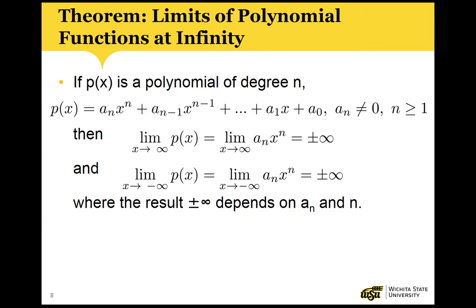If p of x is a polynomial of degree n, we have the following theorem. We express p of x as a generic polynomial of degree n, where the a sub n minus 1 terms represent the coefficients of the polynomial. Then the limit as x approaches infinity of p of x goes as the largest degree term, a sub n x to the n power. Likewise for the limit at negative infinity. The choice between positive or negative infinity depends on the particular value of a sub n and n.